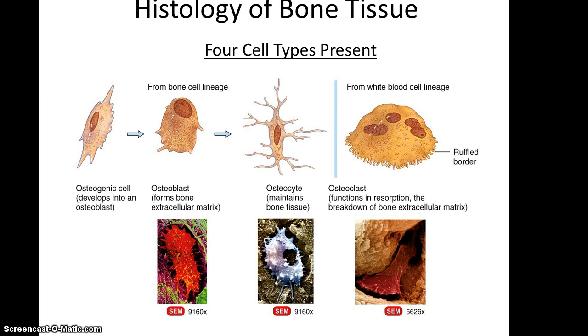Now, osteoblasts are very important because they help form the bone's extracellular matrix and help deposit the calcium and phosphate and so forth. And eventually, the osteoblast will differentiate into an osteocyte. The osteocyte is a bone cell that helps maintain the bone tissue.